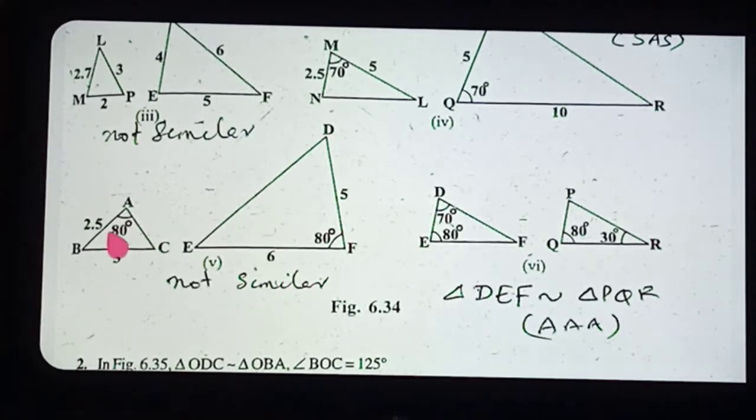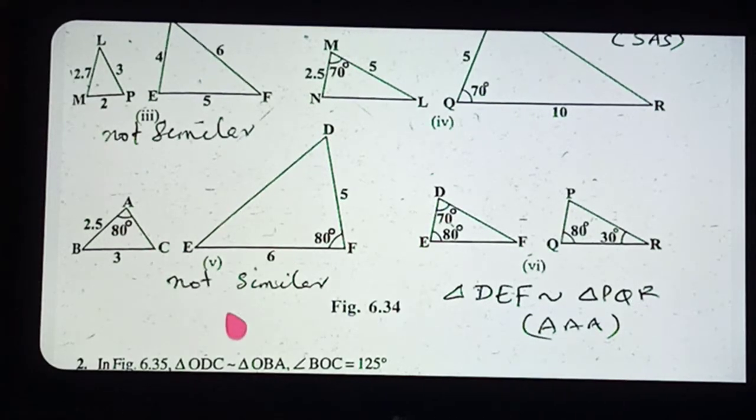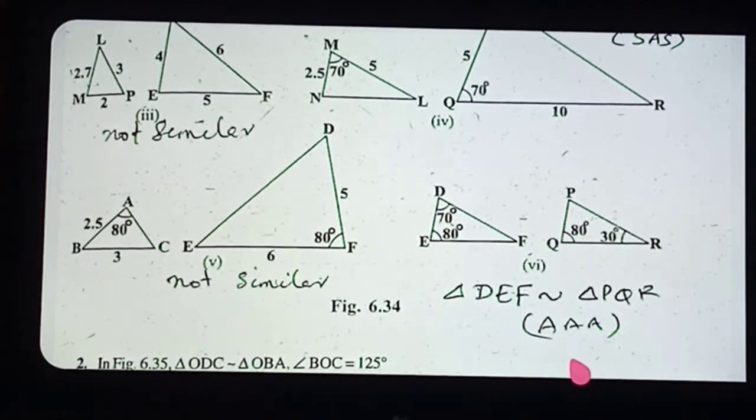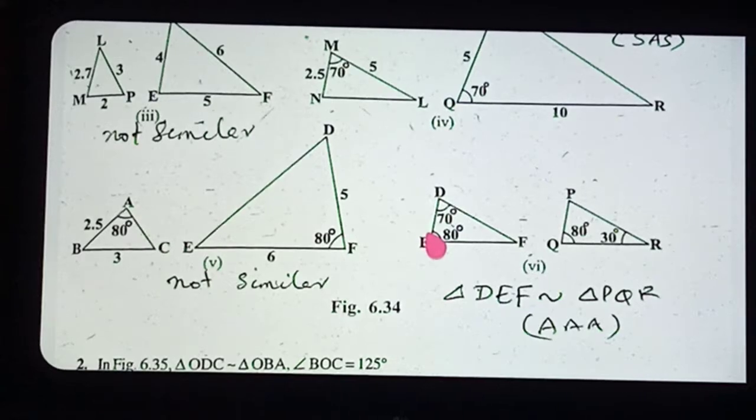But remember, this angle is not included. SAS we are applying for which one? Included angle. This angle is not included for these two sides. Therefore, you cannot apply SAS here. So what will we write? Not similar.